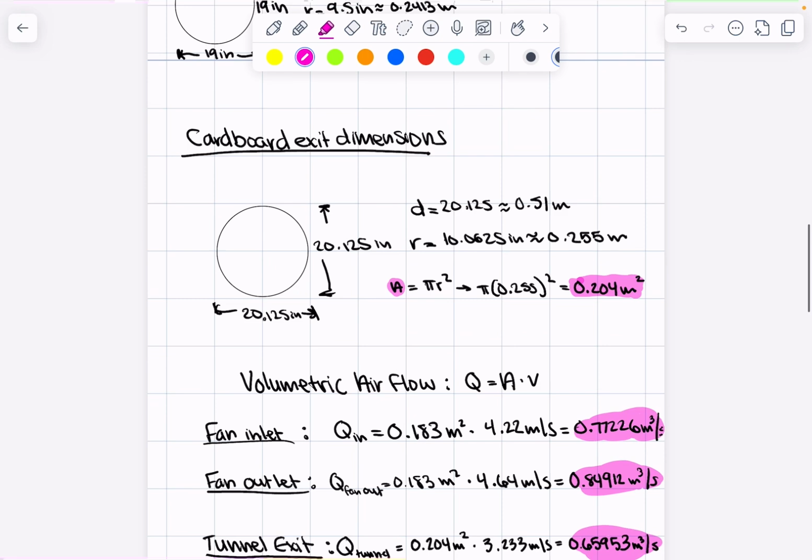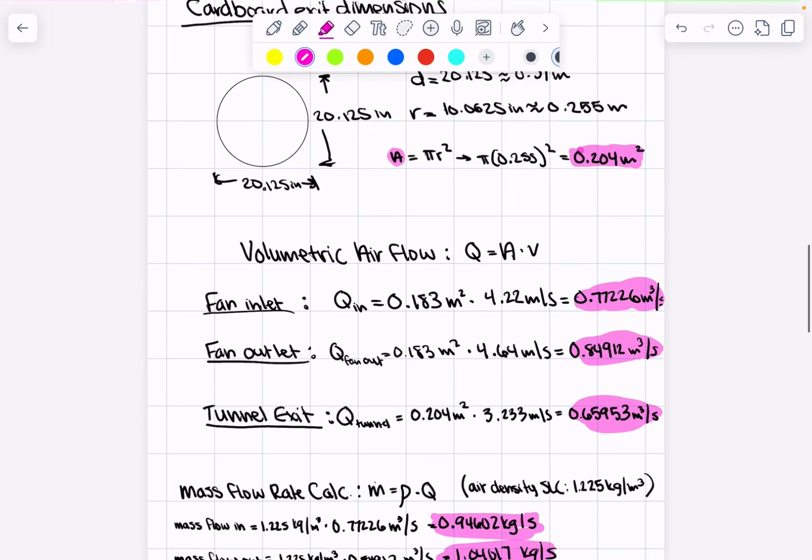After gaining this data, I then calculated the volumetric airflow using the area times velocity formula. For the fan inlet, it ended up being 0.77226 meters cubed per second. The fan outlet was 0.84912 meters cubed per second, and the tunnel exit was 0.65953 meters cubed per second.